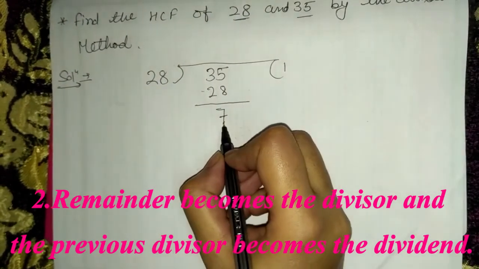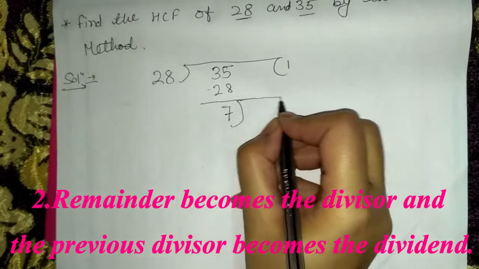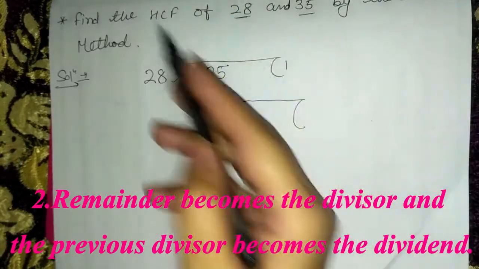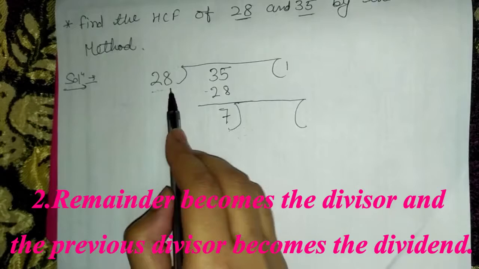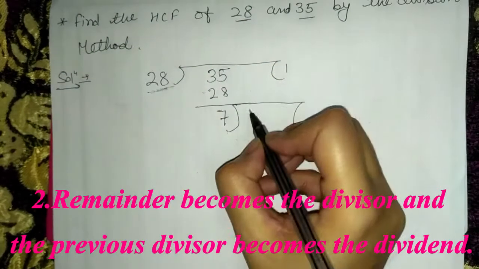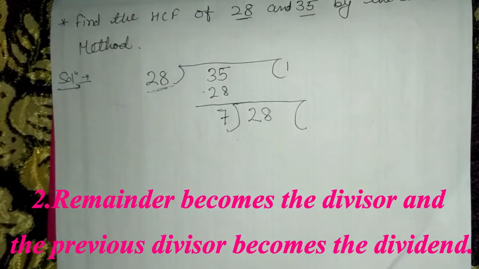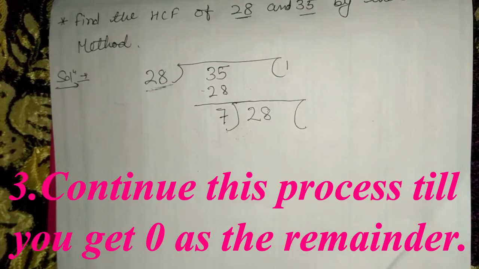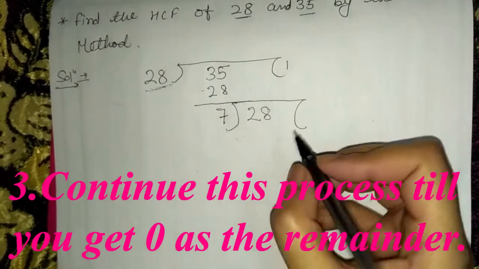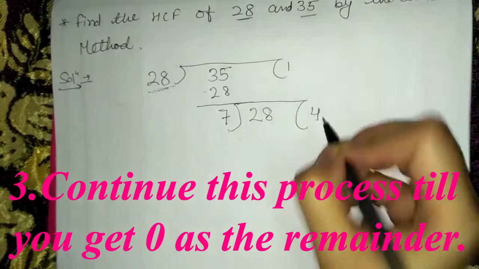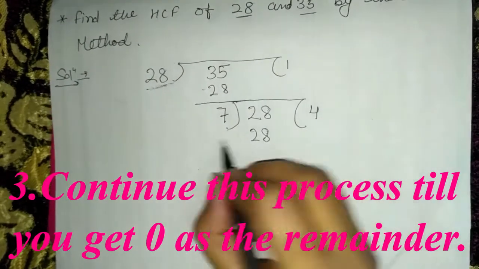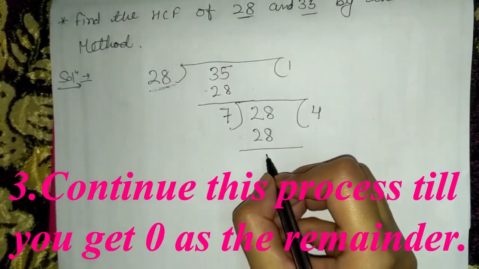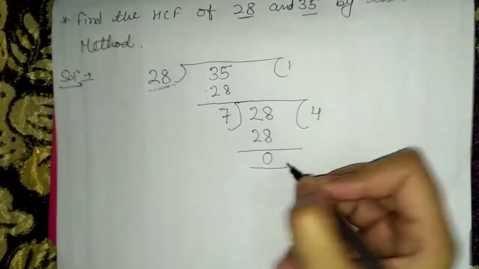So, this is the remainder. Now, it will be the new divisor and the previous divisor, that is 28, will now be the dividend. Next step is to continue this process till you get 0 as the remainder. Firstly solve this step. 7 fours are 28. 7 into 4 is 28. Yes, I got 0 as a remainder.